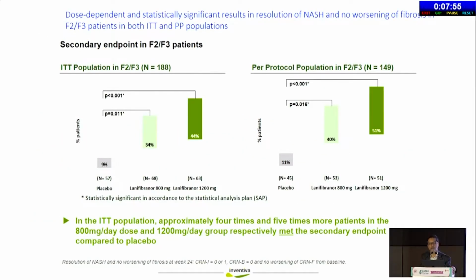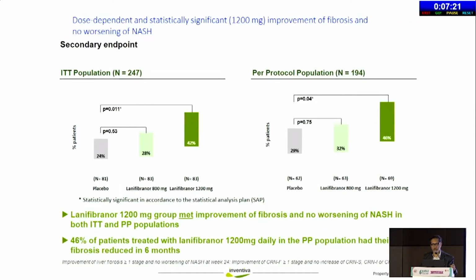So here's the phase 2 trial that we published in the New England Journal, where it looks at initially the SAF score, and you can see that over here, dose-dependent, statistically significant results in resolution of NASH. The primary endpoint for this was the SAF score rather than resolution of NASH, which is the regulatory endpoint. So I'm just showing you the regulatory endpoints. So you see a greater proportion, 44% in the ITT population and 51% in the per protocol population.